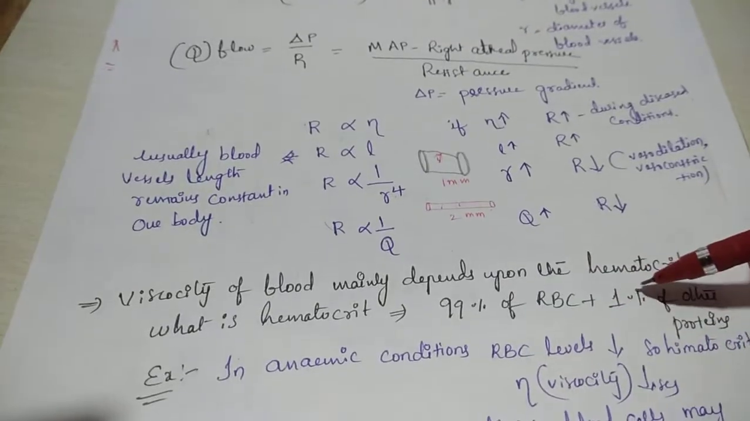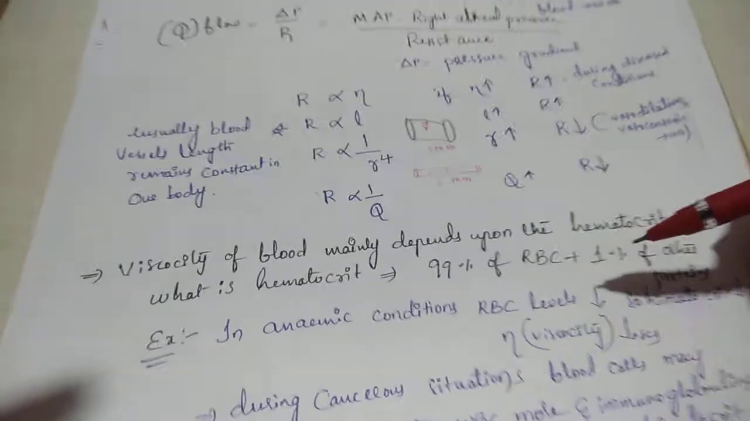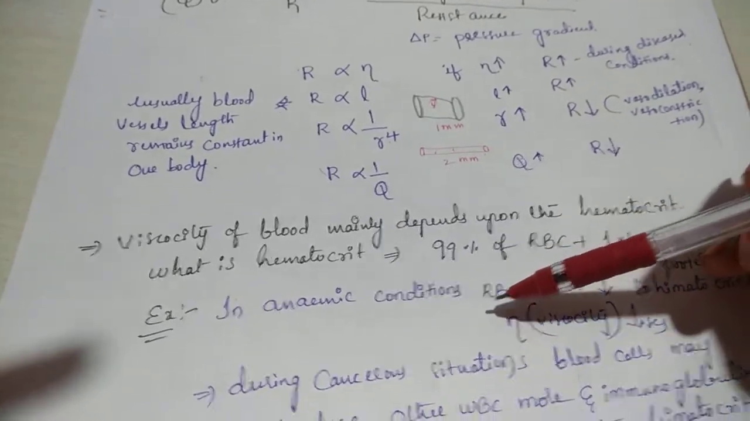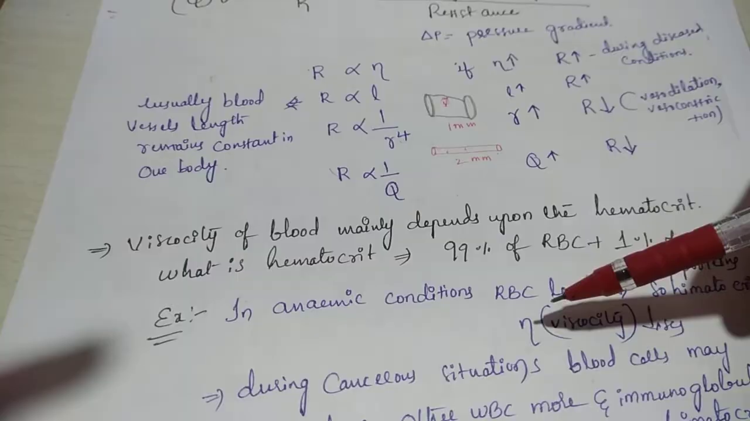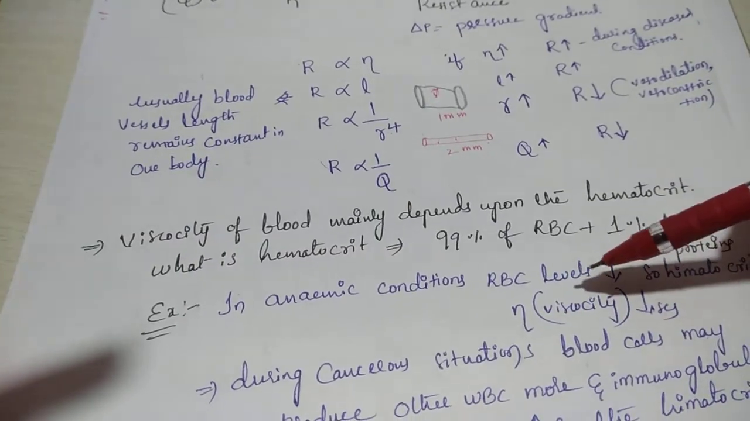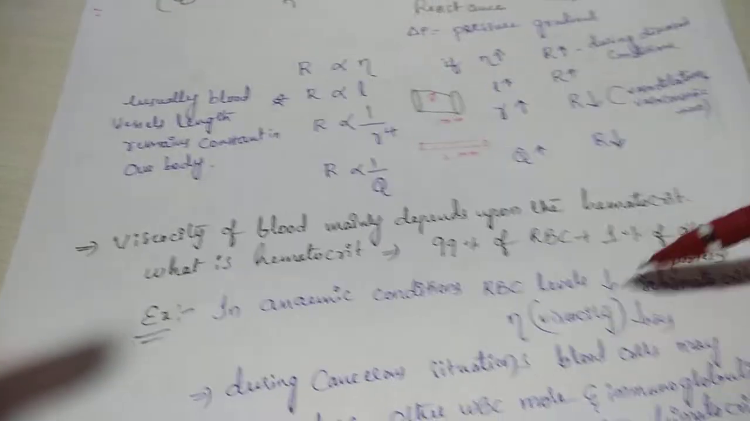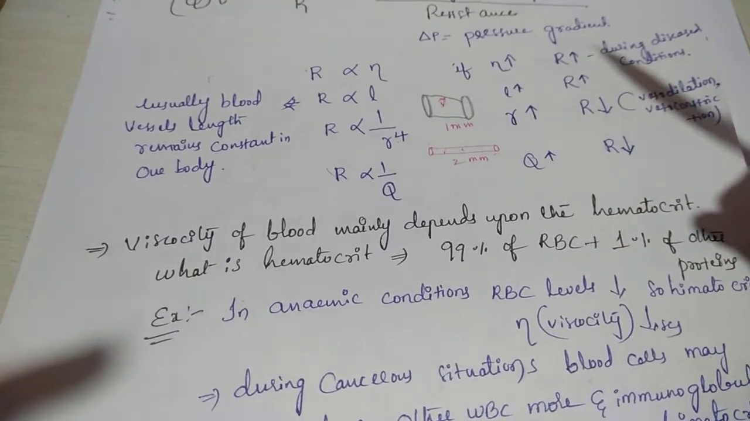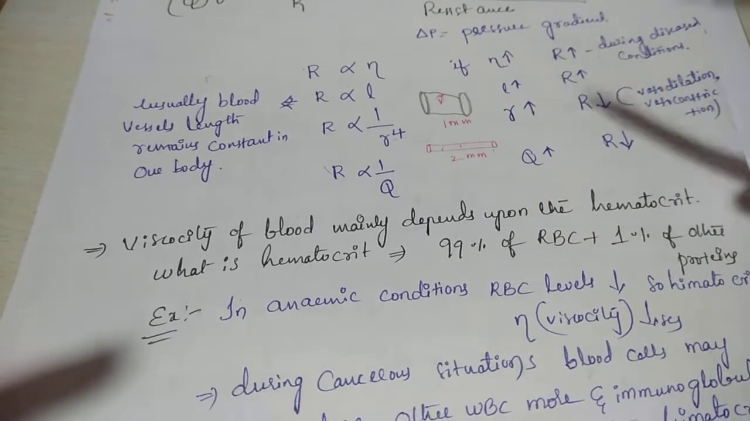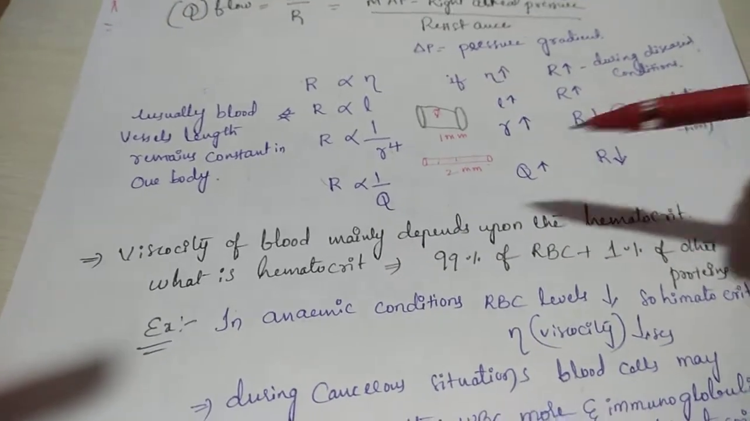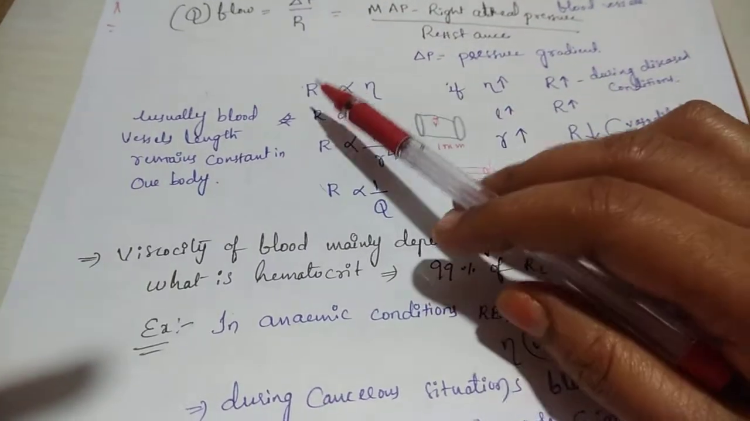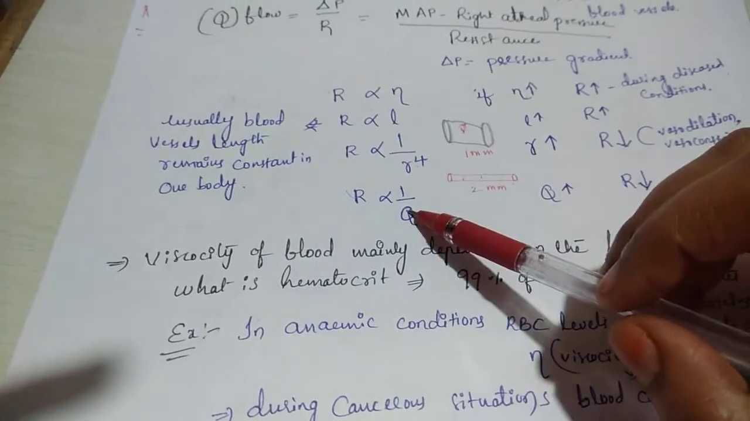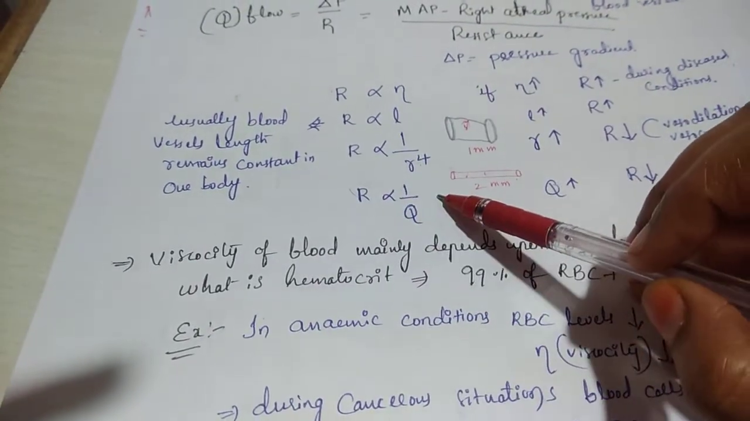This hematocrit may change in some diseased conditions. If we take an anemic patient, what will happen? For him, the RBC levels will be decreased. So decreased RBC levels means the blood becomes very thin, and the viscosity will be reduced. If the viscosity reduces, resistance reduces. Ultimately, resistance reduces and the flow will be increased.